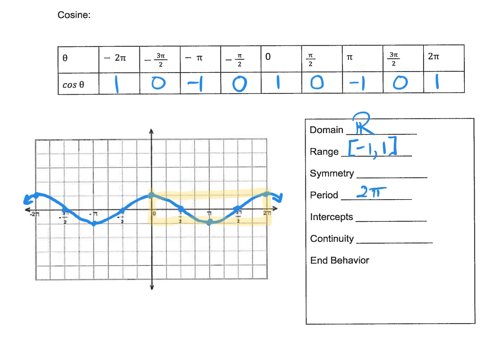Does it have symmetry? What kind of symmetry does it have? Yep, it has y-axis. You are correct. You fold it along the y-axis, it'll fold onto itself this time, won't it? Intercepts. Where is the y-intercept? It's at 1. Yep. X-intercepts.